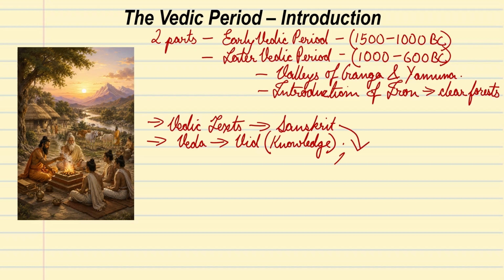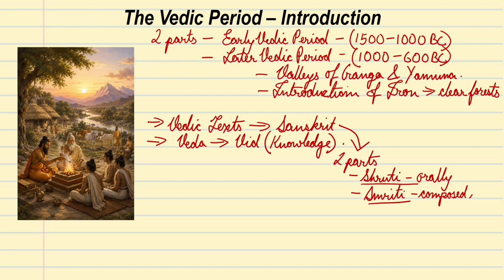So this text is also having two parts. What are the two parts? The first part is called Shruti. What does Shruti mean? It means it is revealed by God, and so it was passed down orally from generation to generation. The next part is called Smriti. It means it was composed by rishis. So the rishis composed this, and hence the Vedic literature or Vedic texts have two parts.